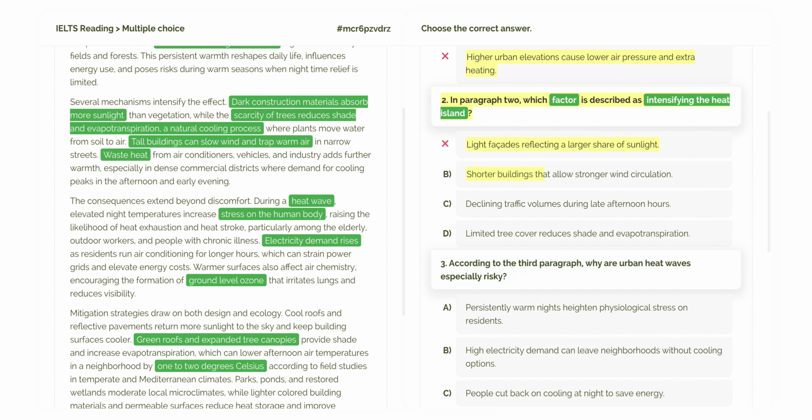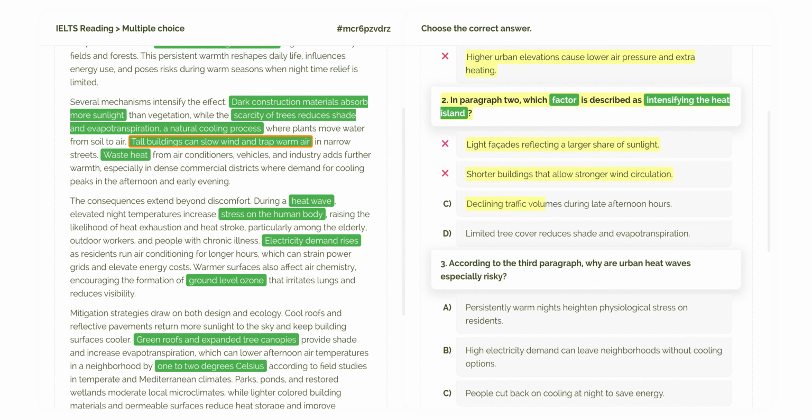Shorter buildings that allow stronger wind circulation. The paragraph states that tall buildings can slow wind and trap warm air. This means tall buildings intensify the heat. Therefore, shorter buildings, which would allow for better wind circulation, would help reduce the heat. This option describes a solution, not a cause that intensifies the problem. This option is incorrect.